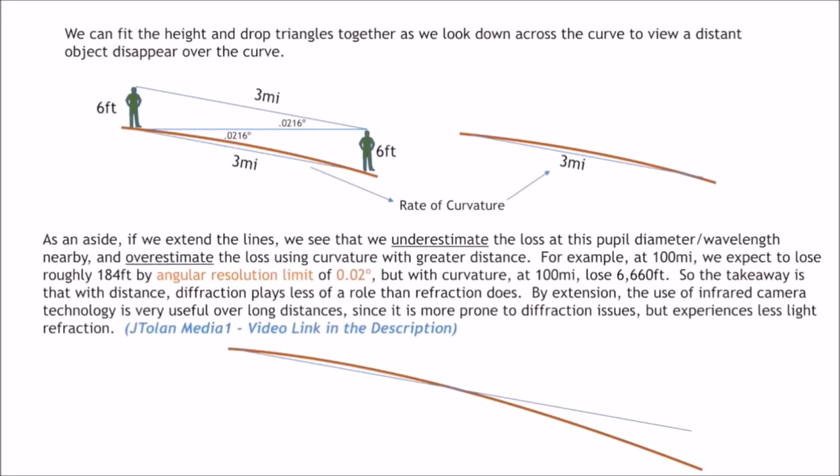By extension, the use of infrared camera technology is very useful over long distances, since it is more prone to diffraction issues but experiences less refraction at the same time. So because refraction does play a decent sized role, infrared camera technology is proving to be a very good tool to view these distant objects, which again do not have anywhere near the expected rate of loss, such as 6,000 feet of loss at 100 miles. It just doesn't exist.